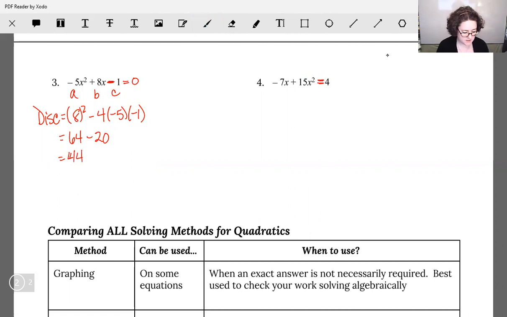64 minus 20, just to double check, 44. That's not a nice, perfect square number. So if that was under the radical, again, we're looking at an irrational number, which means we're going to have 2 irrational roots.